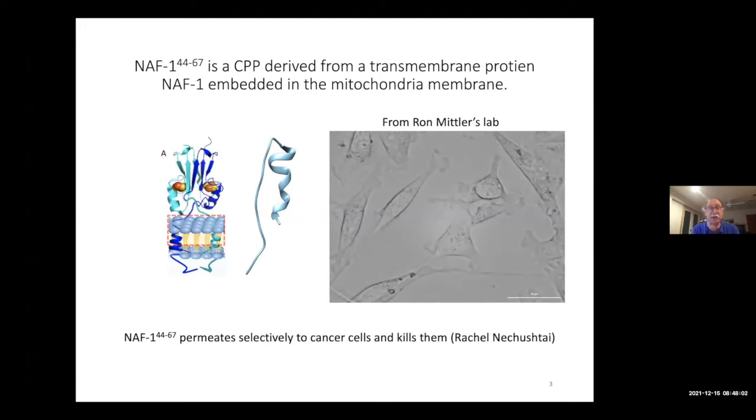The peptide that I'm going to discuss, that I'm going to describe some calculations on, is called NAF14467.